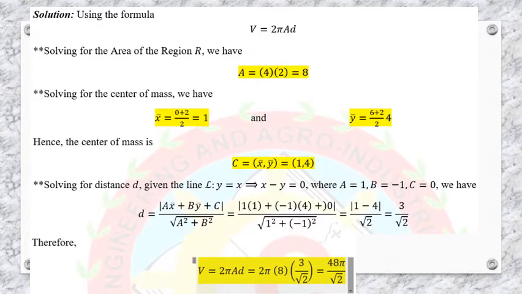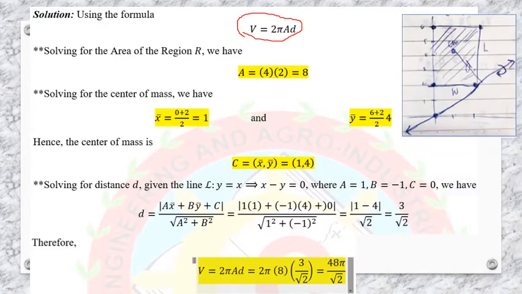So using the formula for the volume of the first theorem of Pappus, so ito yung formula niya, V is equal to 2 pi times A times D, where A is the area and D is the distance. So solving first for the area of the region class. Okay, so based tayo dito sa graph natin, hanapin natin yung area ng rectangle na ito. So alam natin na ang formula ng area of the rectangle is A equals length times the width. So this side is the length of the rectangle. And then yung width ng rectangle is itong side na ito.